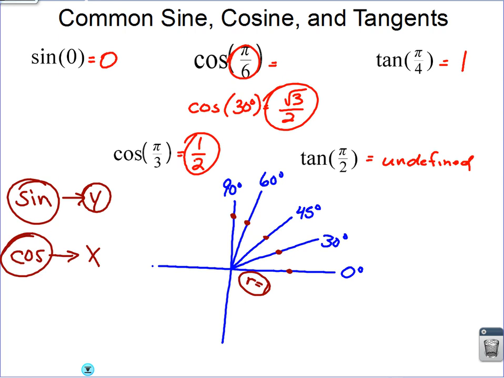Cosine is related to your x values. Radius of 1. What's my x value here? That's the 0, right? So my x value here is 1. And do you see that it's just going backwards? My x value here gets a little bit closer to the y-axis. My x value here is root 3 over 2. My x value here is root 2 over 2. My x value here is 1/2. My x value here is 0. Good deal.